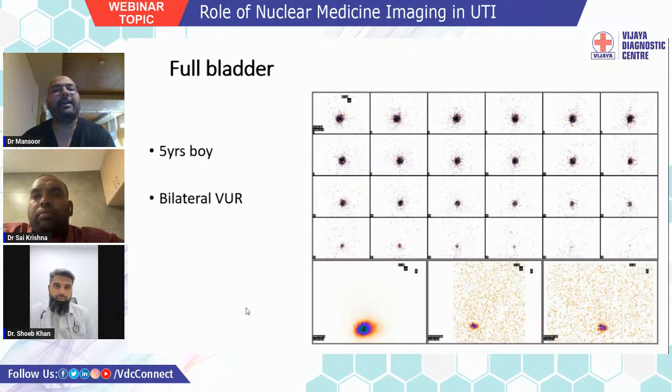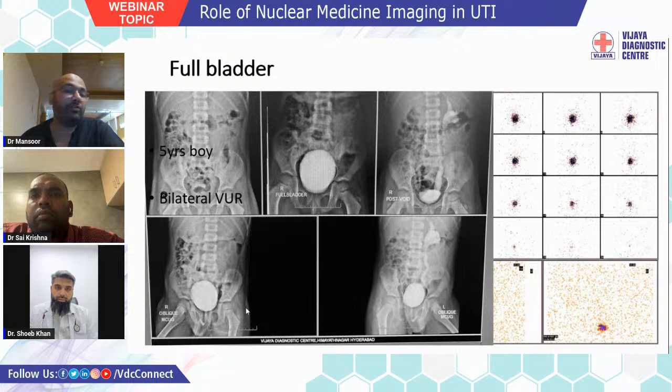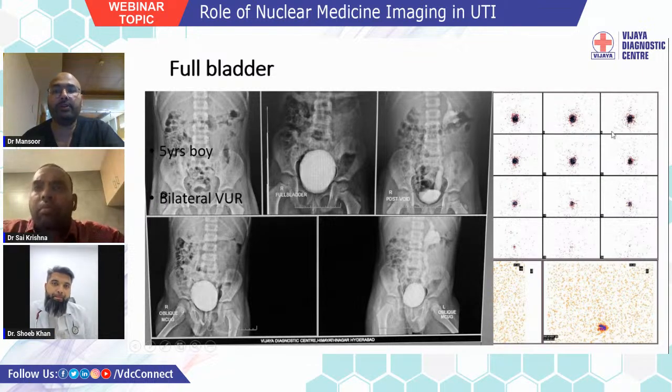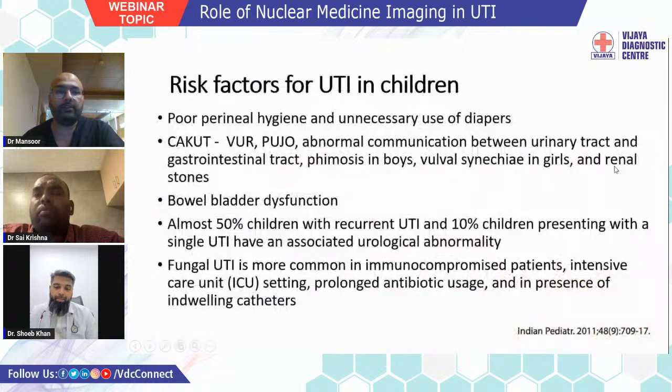And this is an example that I would like to show that it was negative for reflux, a DRCG scan that I had done, but the MCUG had shown reflux. So the problem with this scan is that the bladder was not full. So we need a full bladder, which is very important. And so if the bladder is not full, you might miss the reflux.